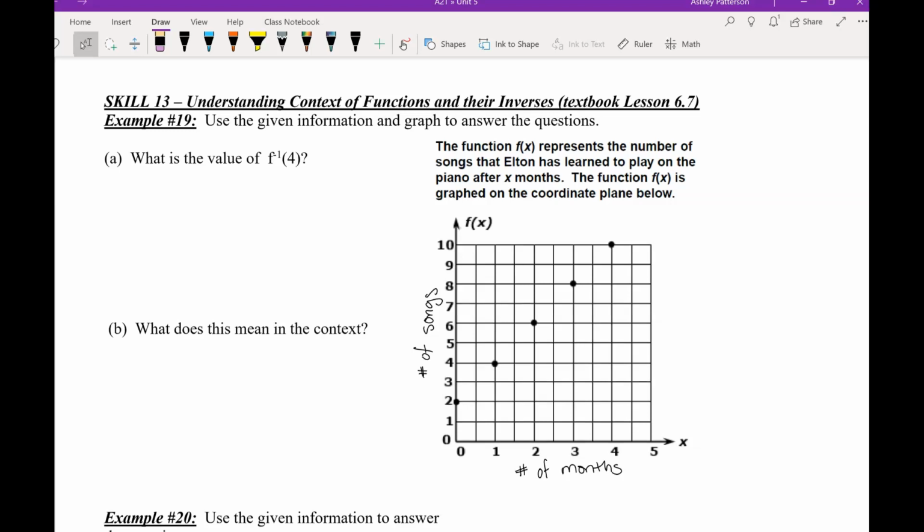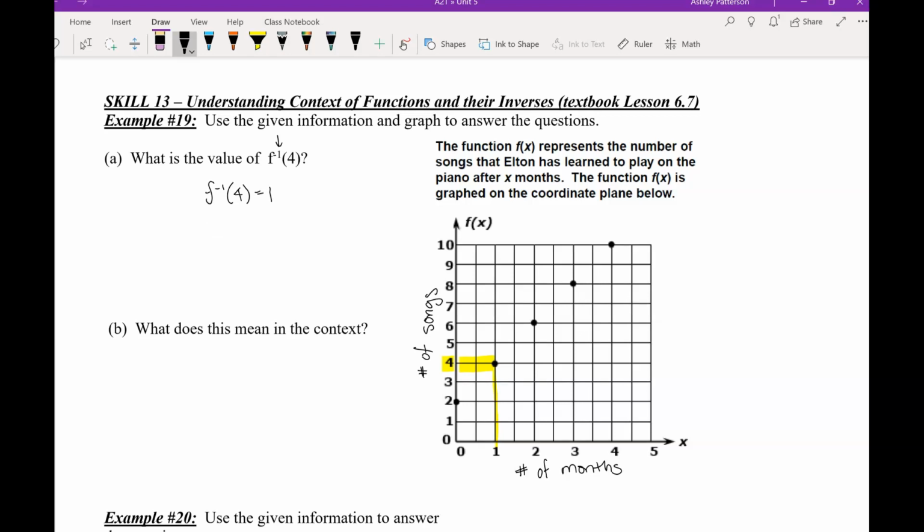What is the value of f inverse of 4? Right away, I see that inverse symbol, and I know that I'm going to work backwards. I'm not going to look at this as my input for x. We're working backwards. That means I'm looking at 4 on the y-axis, and I'm seeing that it corresponds to 1. So f inverse of 4 is equal to 1.